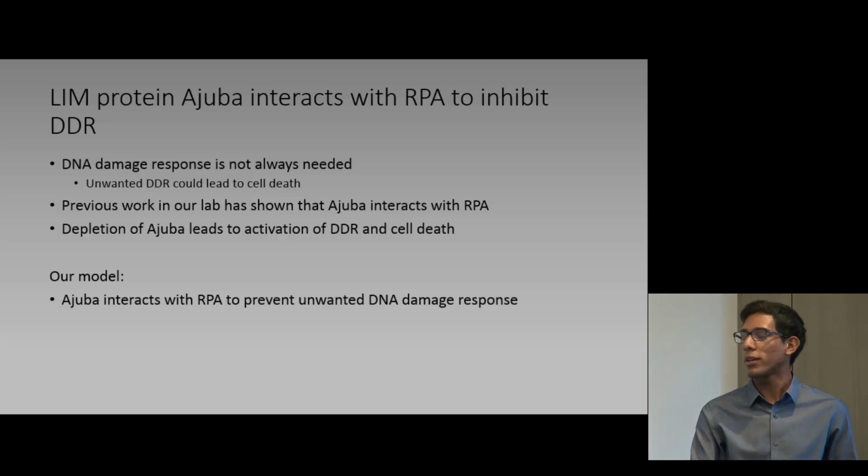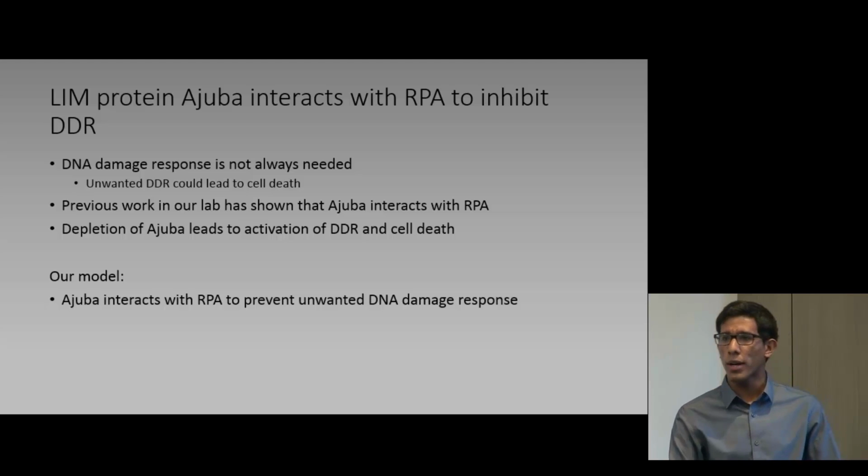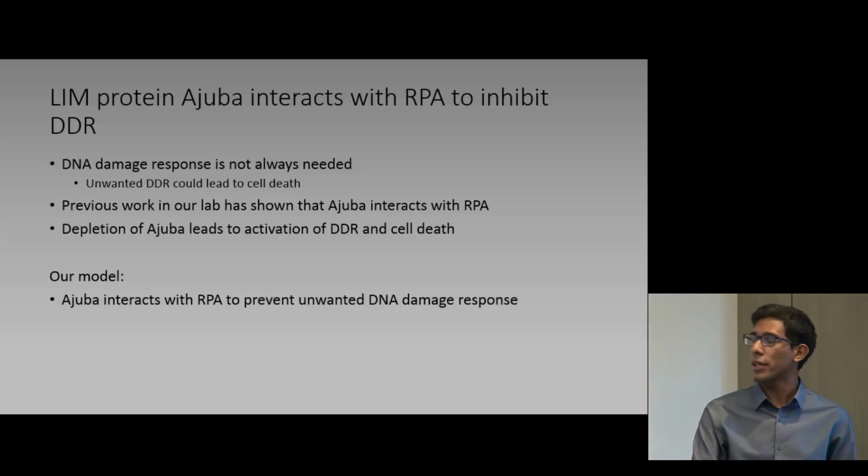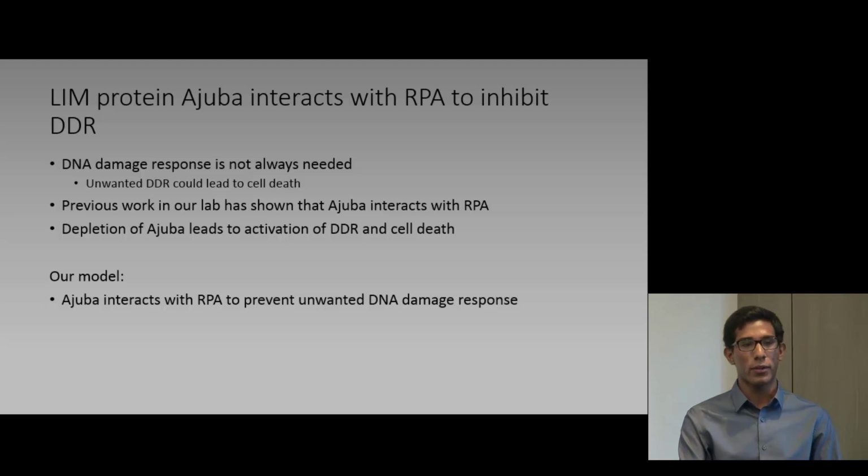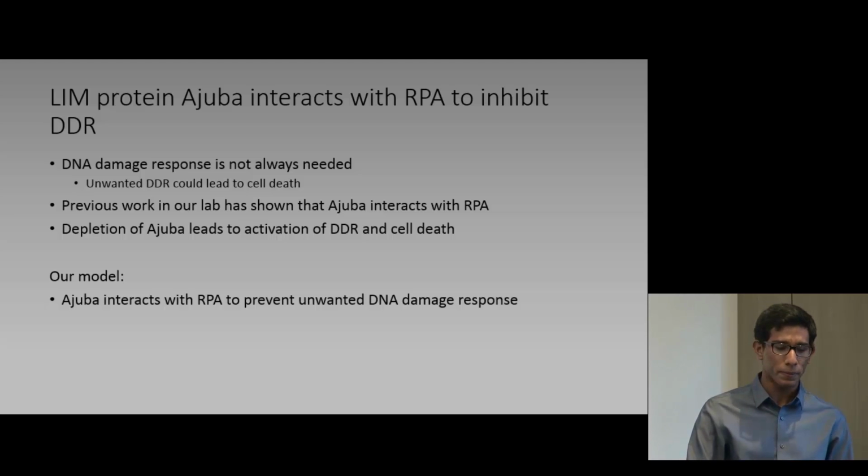Our previous work in our lab has shown that a protein called Ajuba interacts with RPA. This interaction was proved by the technique co-immunoprecipitation. And in the previous work, they saw that when Ajuba was depleted from RPA, it leads to activation of DDR and cell death. So our model is that Ajuba interacts with RPA to prevent unwanted DNA damage response.